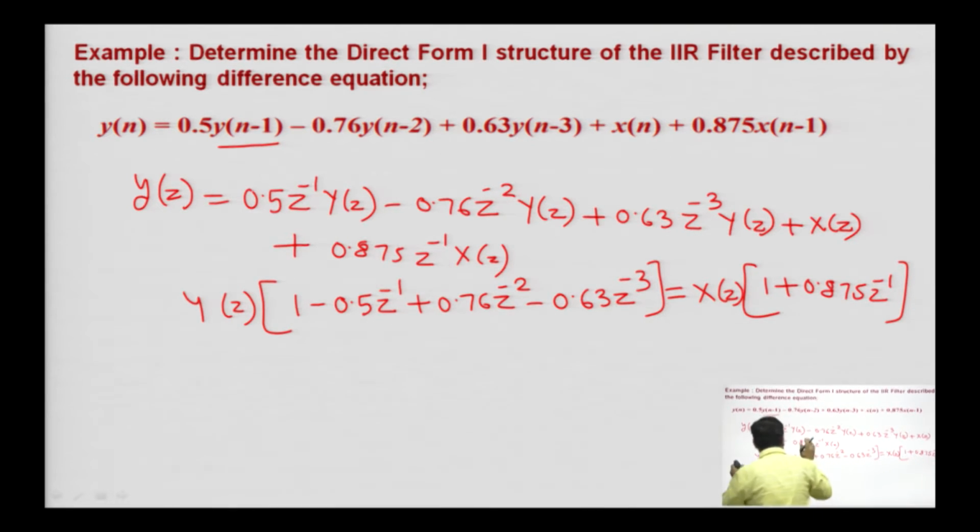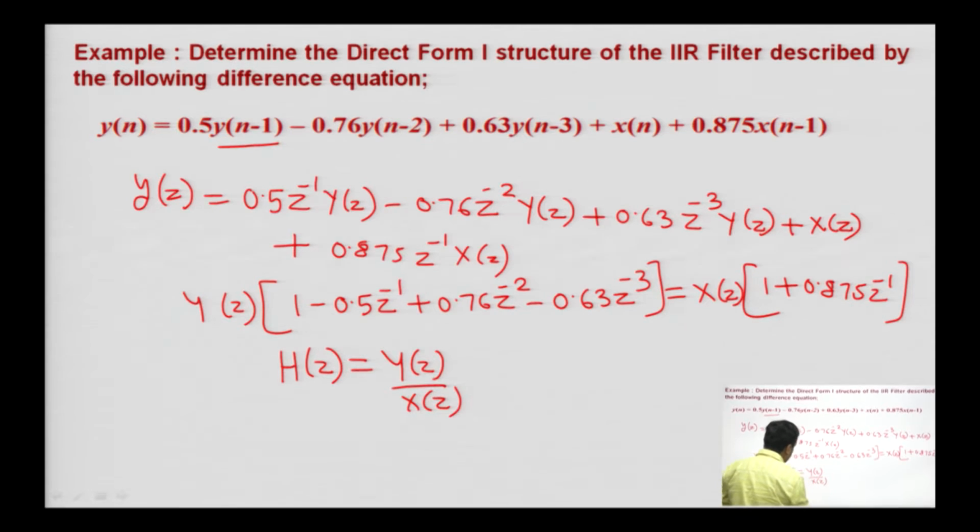So, this structure will be there. Now, what you want? You want to calculate H(z), and that is equal to Y(z) upon X(z). Okay. So, H(z) is equal to what? H(z) is equal to Y(z) upon X(z).